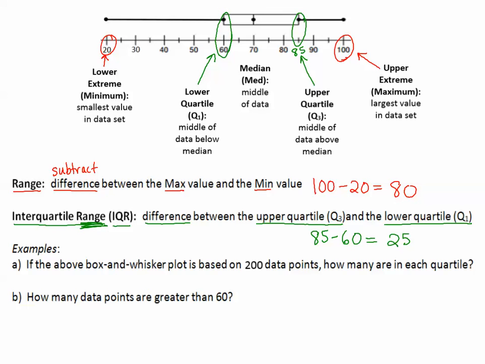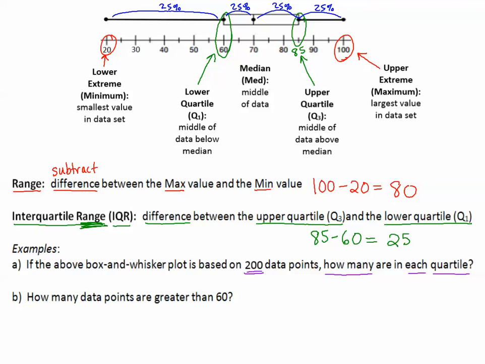Let's look at some more examples. A. If the above box and whisker plot is based on 200 data points, how many are in each quartile? How many? So remember, before we said that there are 25% in this quartile, in this section, and 25% in this section, and 25%, and 25%. So we know that it's split equally in each quartile, and that there are 4 of them.